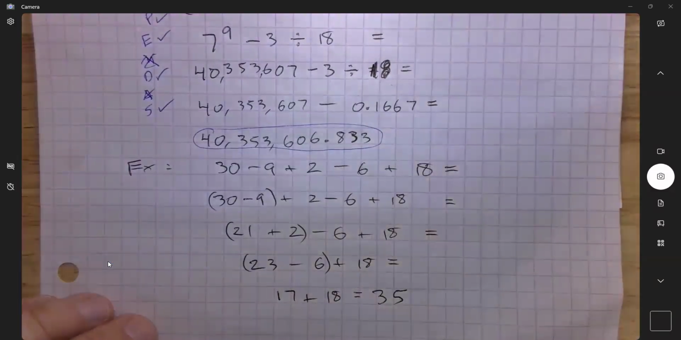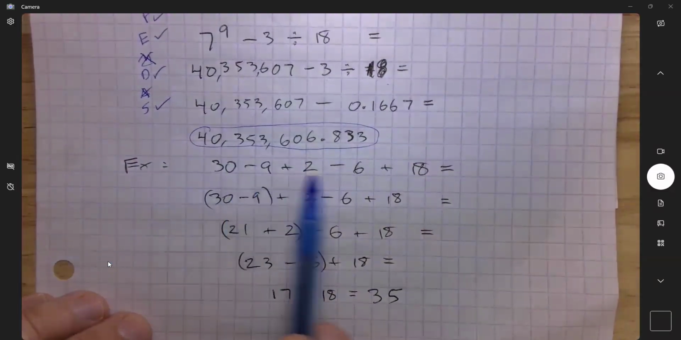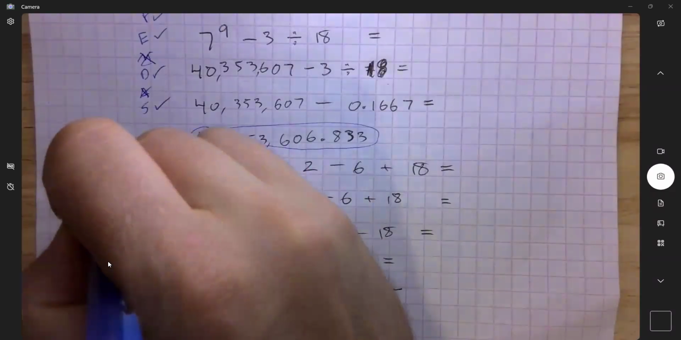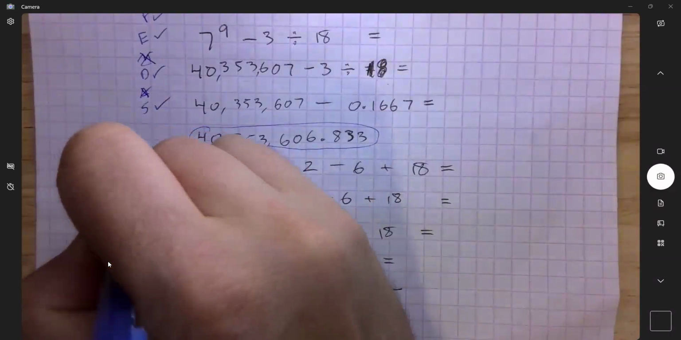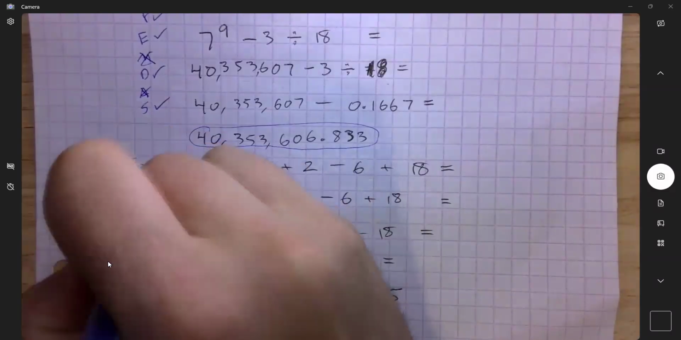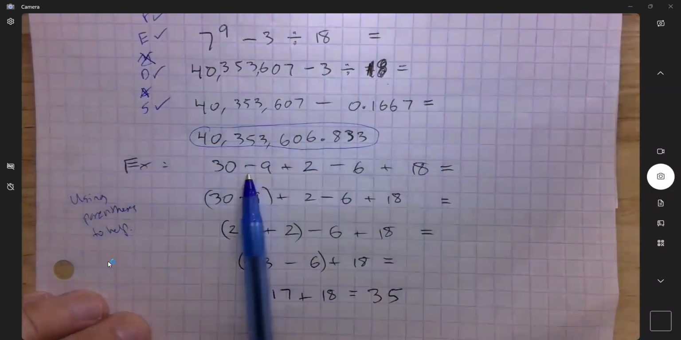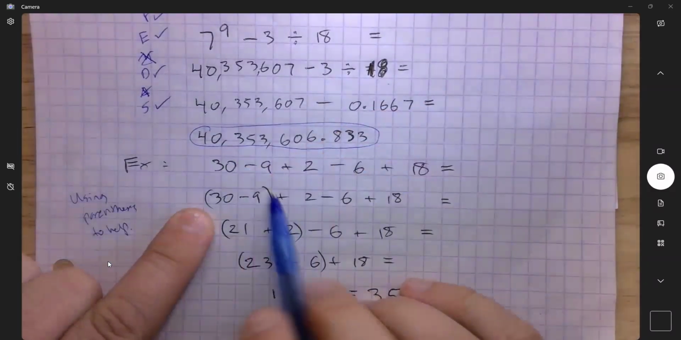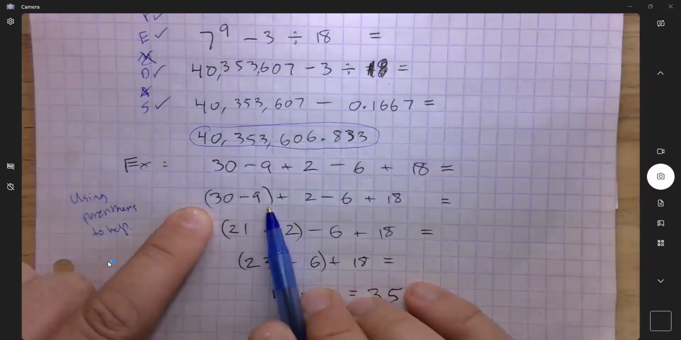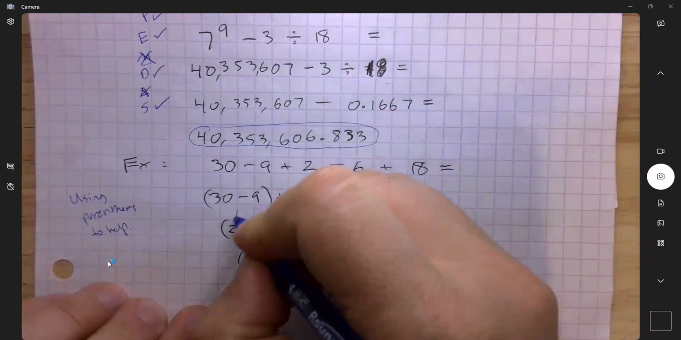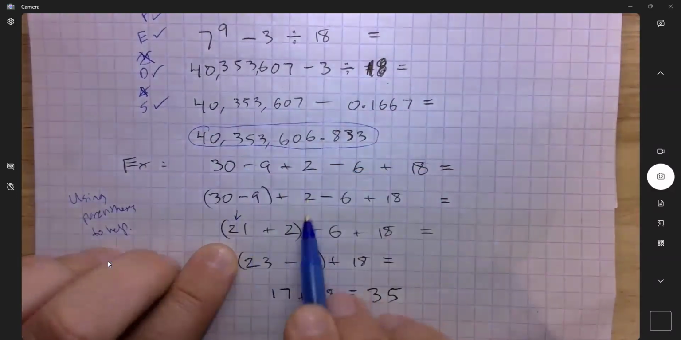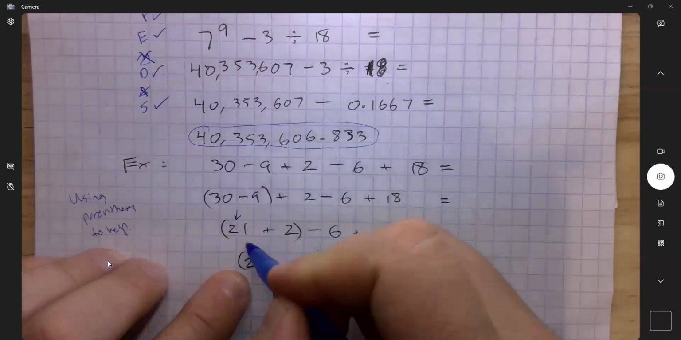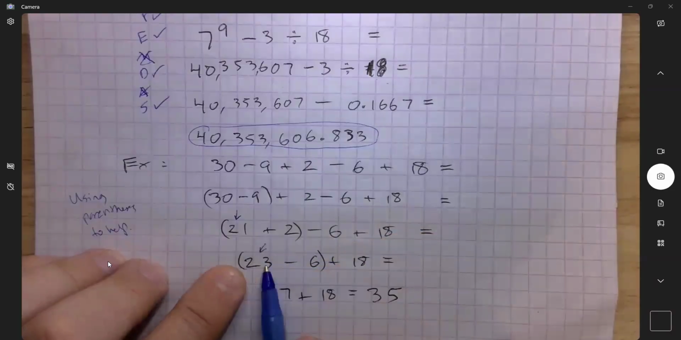One more example from section 1.4. It just has negatives and positives, minus and plus, minus and plus. And this example is really using parentheses to help. Rather than try to figure out what I do first, I say, well, they're all minus and plus, so I'm going to work left to right. So I'll just put some parentheses around the 30 minus 9 to remind myself I'm going to do that first. And the result is 21. And then I write the rest of it, and then I'm going to do the 21 plus 2 next. So I put parentheses around that, and that equals 23.